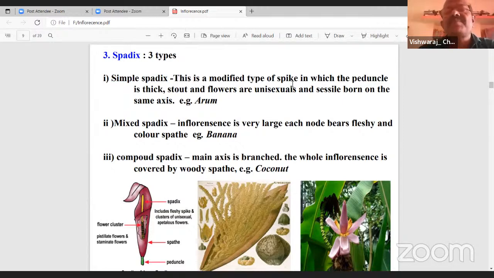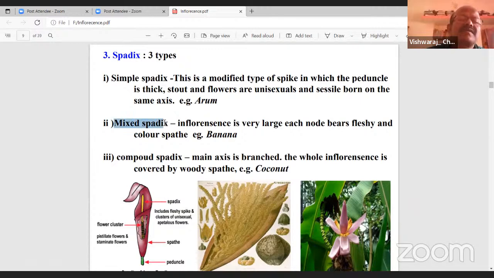This is a modified type of spike in which the peduncle is thick. This green part of the arum plant is the peduncle. Peduncle is thick, stout, and flowers are unisexual and sessile, borne on the same axis. Flowers are unisexual, either male or female flowers only in one flower. Sessile, borne on same axis. That is a simple spadix.